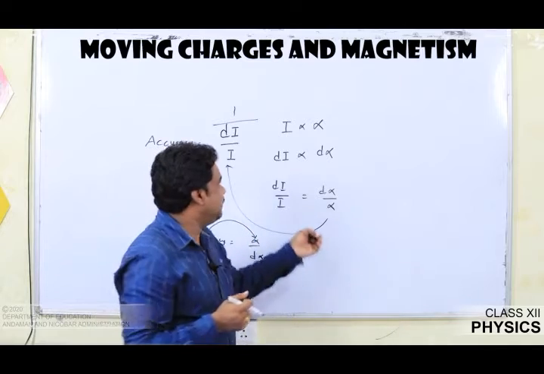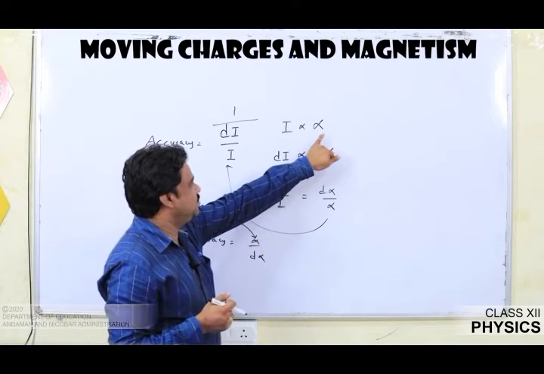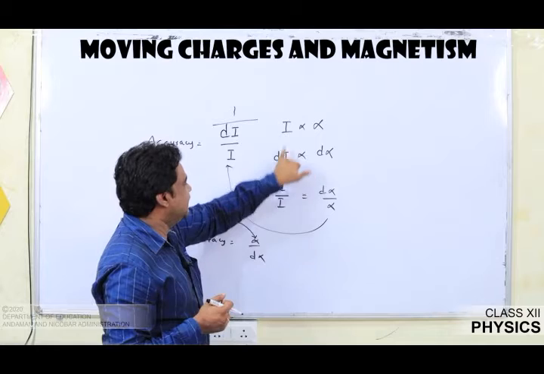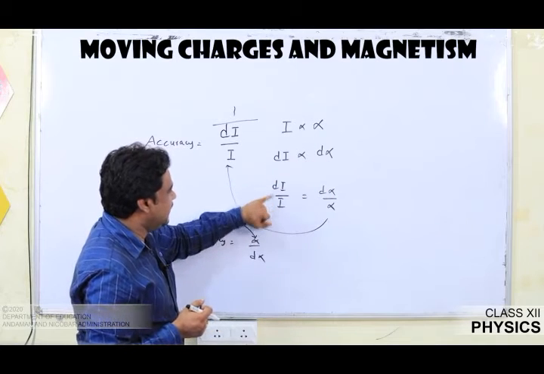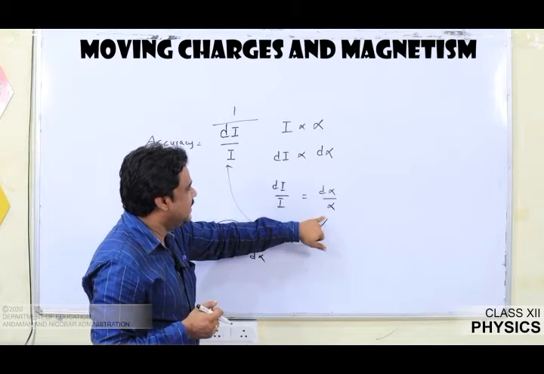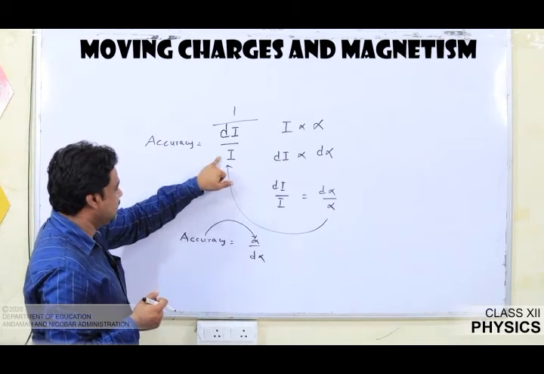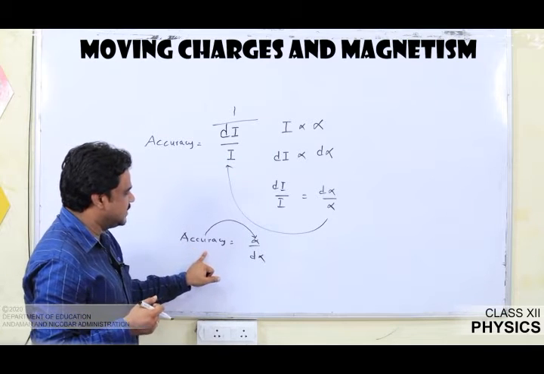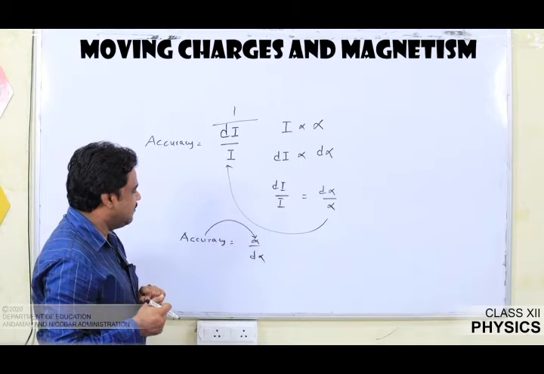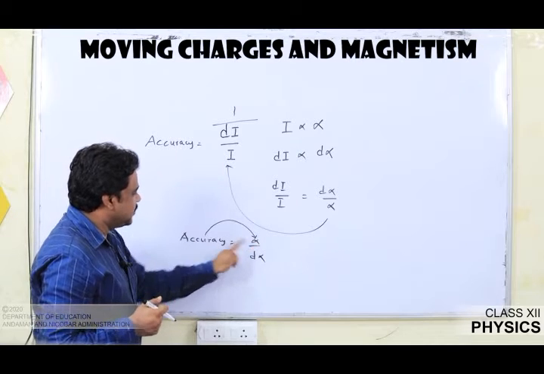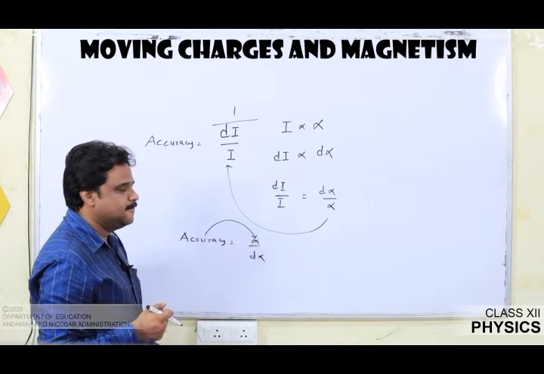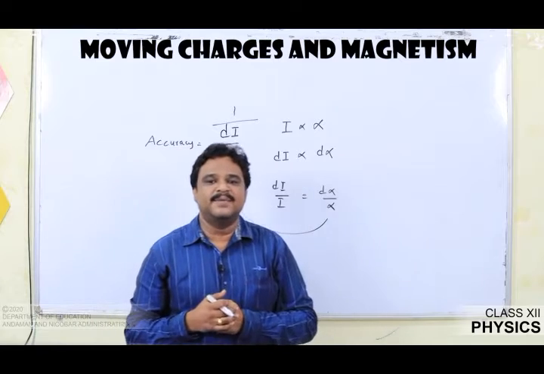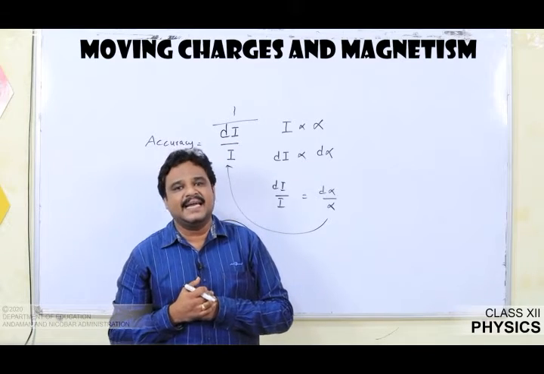And by this mathematical reduction, you know if I is proportional to alpha, d alpha and di are the respective errors. Mathematically di by I is equal to d alpha by alpha. I am using this in the accuracy formula. So what I am going to get is accuracy is equal to alpha by d alpha. This means it directly depends on the deflection. If larger is the deflection, obviously the accuracy of the galvanometer will be high.